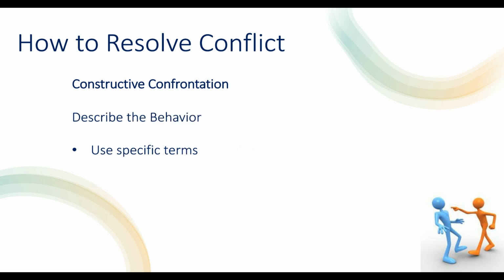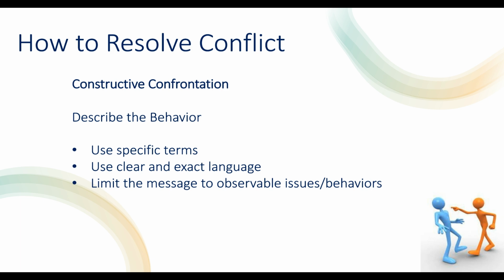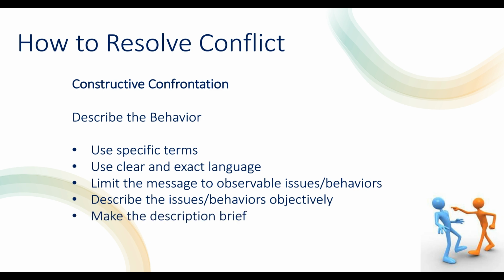So, when we describe the behavior, we want to use specific terms. Use clear and exact language and limit the message to observable issues and behaviors, something that they can see, that you can see, because you don't want to just be randomly talking about any old thing. You want to make sure that it's something that's very observable and very obvious. Next, you want to describe the issues or behaviors objectively. Again, leave your emotions out of it. Stick with the facts and make the description brief.